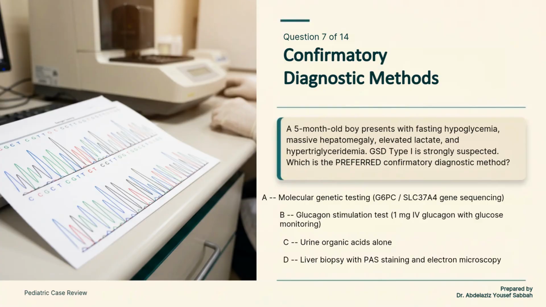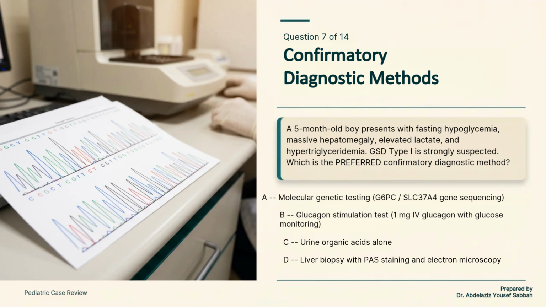Question 7. A 5-month-old boy presents with fasting hypoglycemia, massive hepatomegaly, elevated lactate, and hypertriglyceridemia. Glycogen storage disease type 1 is strongly suspected. Which is the preferred confirmatory diagnostic method? Option A, molecular genetic testing with G6PC or SLC37A4 gene sequencing. Option B, glucagon stimulation test using 1 mg of intravenous glucagon with glucose monitoring.